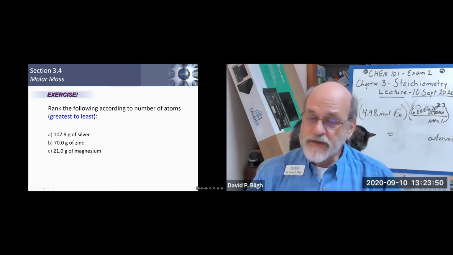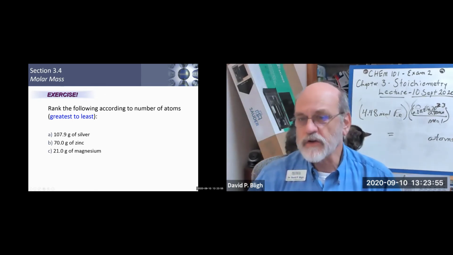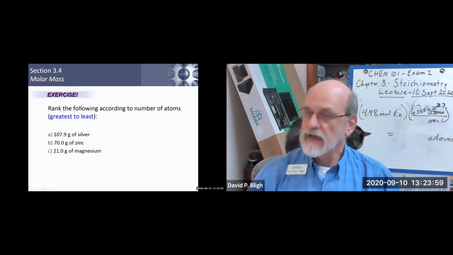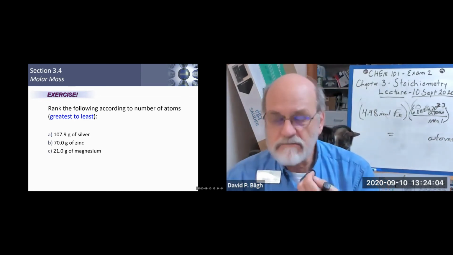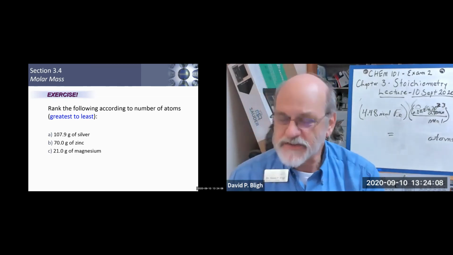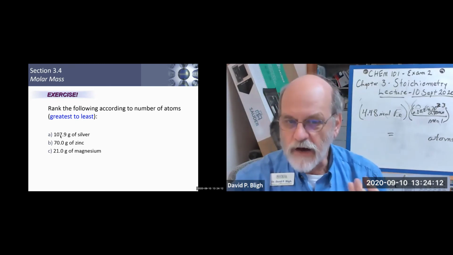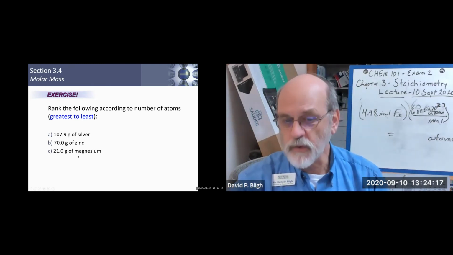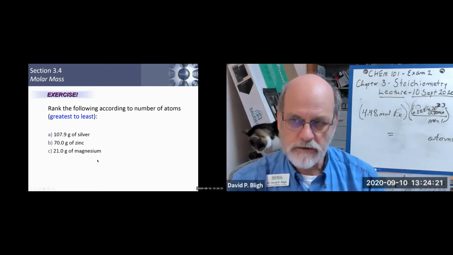Now, for this question, we want to rank the following according to the number of atoms, greatest to least. So the solution to this problem is actually, you don't have to do the calculation. You can if you want, but we can save ourselves time and effort if we know we have 107.9 grams of silver, 70 grams of zinc, 21 grams of magnesium. Let's convert those to moles.